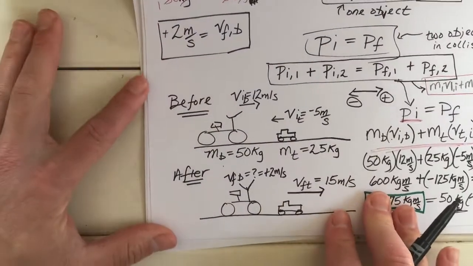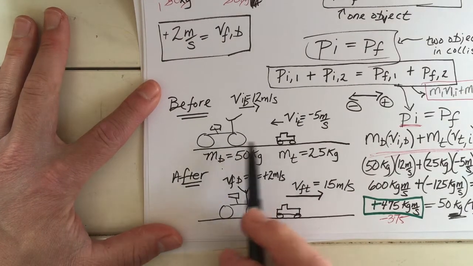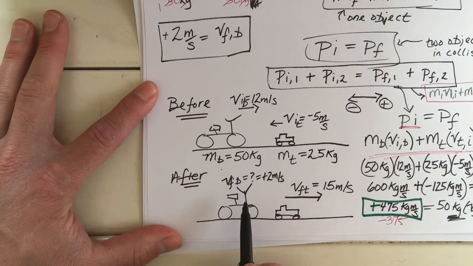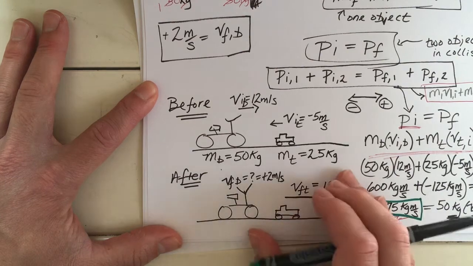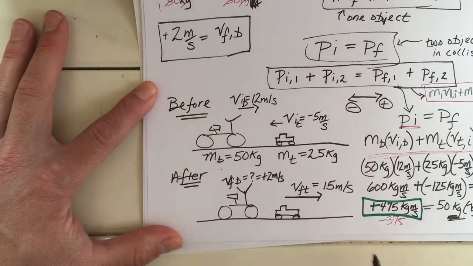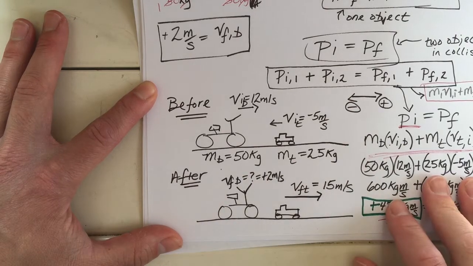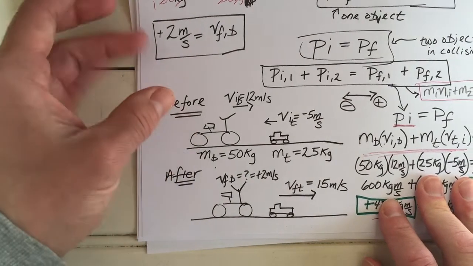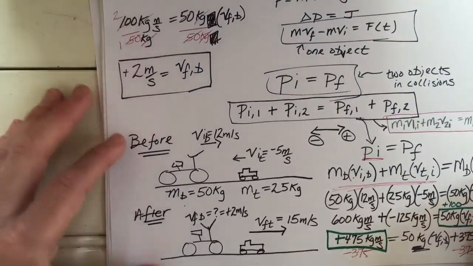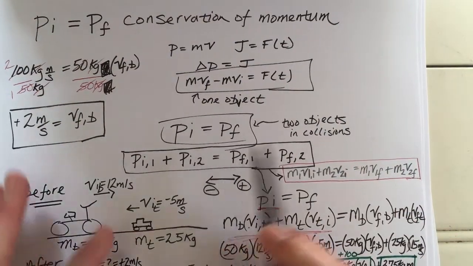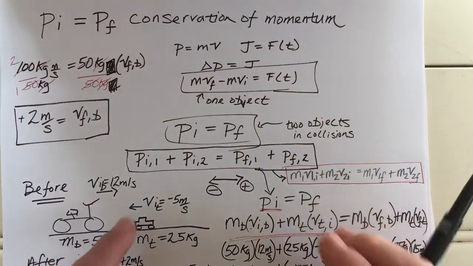So momentum is conserved, even though these objects are moving in two different directions initially, and they're both moving in the same direction finally. It's still 475 to the right initially in the before, and 475 to the right finally in the after. Hopefully that makes sense, and you're seeing how this works. So Pi equals Pf, we balance momentum this way.